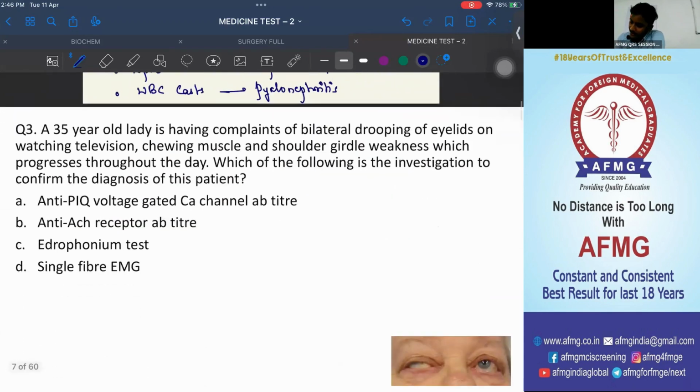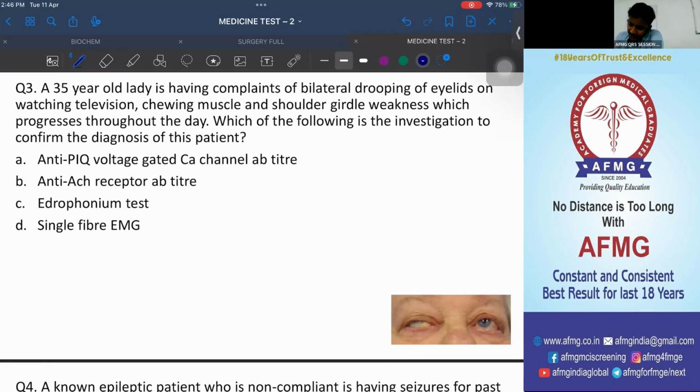Moving further, question number 3 now. It says a 35-year-old lady, classical Sarkari question of your examination. A 35-year-old lady is having complaints of bilateral drooping of eyelids, and drooping of eyelid is called ptosis. Okay, the patient is not able to open the eyes because the eyelids are drooping down.